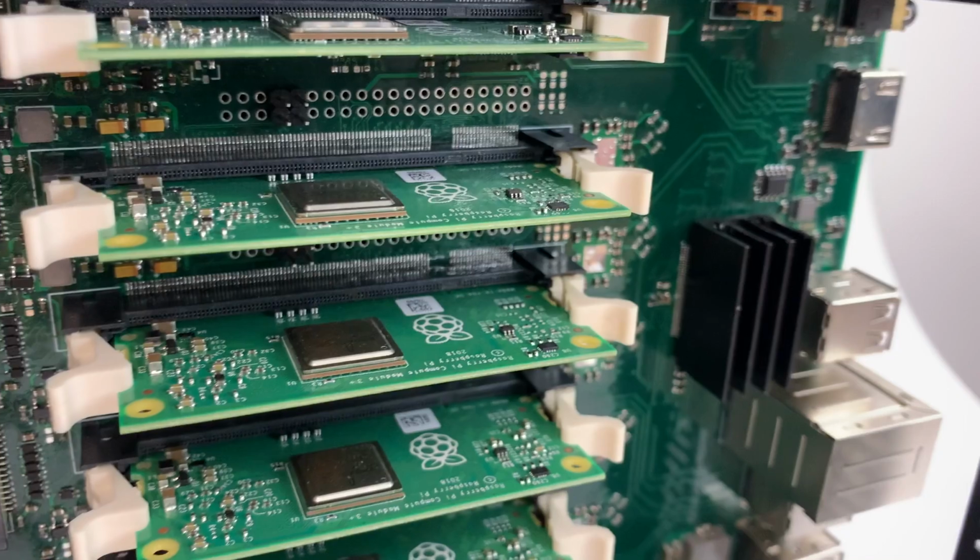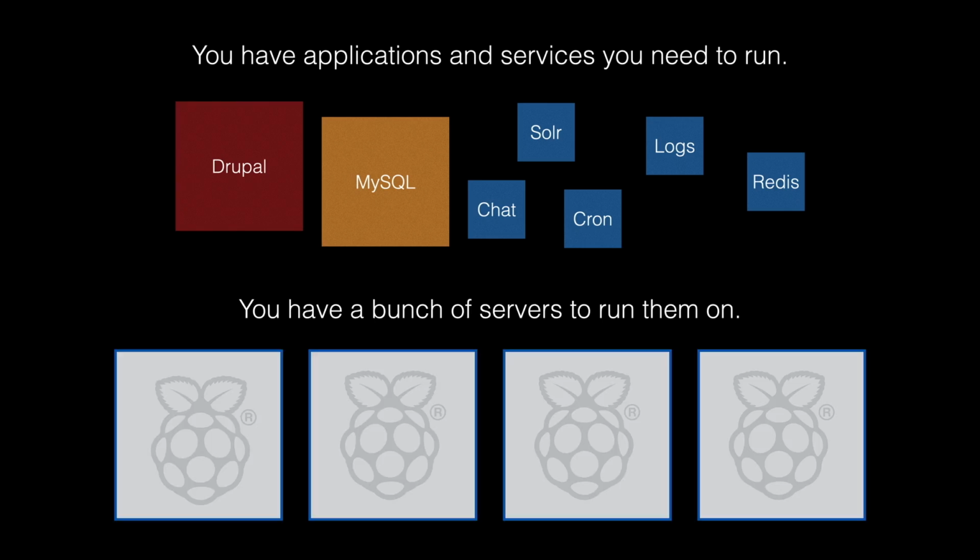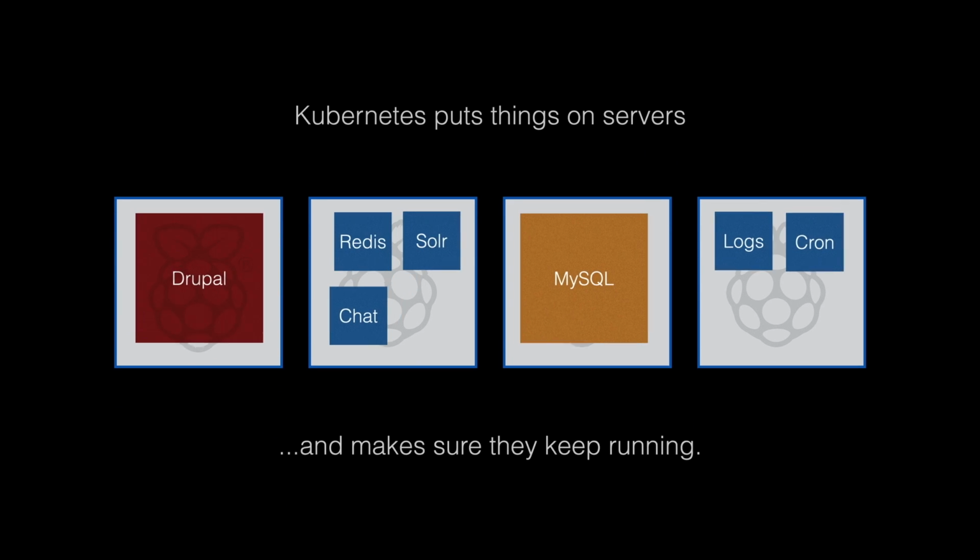In the last episode, I showed you how to install Kubernetes on the Turing Pi cluster running on 7 Raspberry Pi compute modules. In this episode, I'm going to show you some of the things you can do with a Kubernetes cluster. In the last episode, I explained in a very basic way how Kubernetes works. It basically runs applications across all your servers.